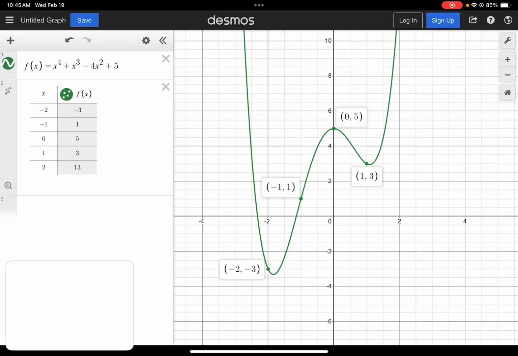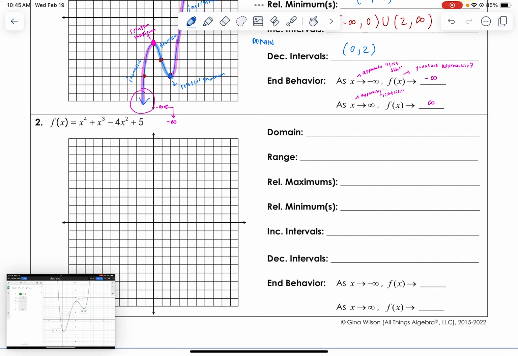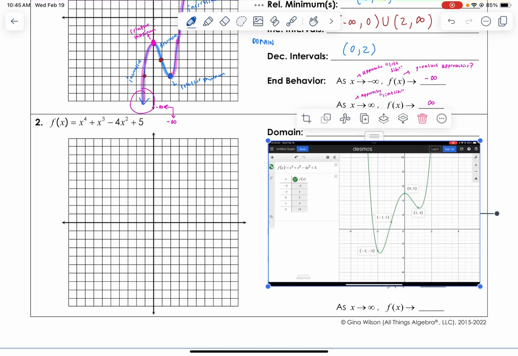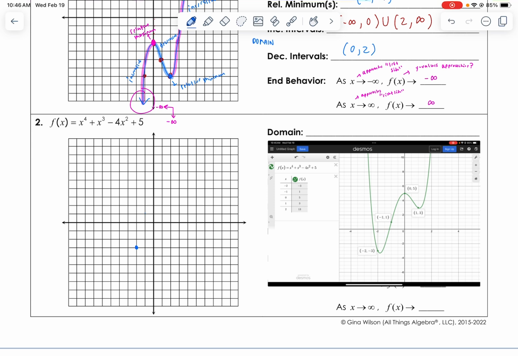So I'll take a picture of this. Okay. So -2, -3. -1, 1. At 0, we're at 5. 1, 2, 3, 4, 5. And at 1, we're at 3. 1, 2, 3. Okay.